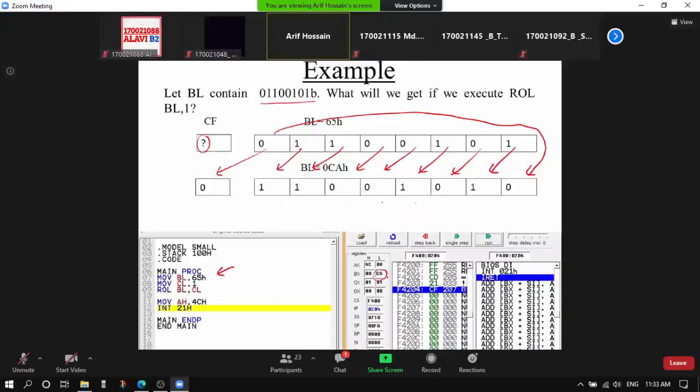Is it okay? If you have any question in this slide, these things are rather very easy. This rotate, shift, and all these things are very easy. So can I move on? Yes, sir.